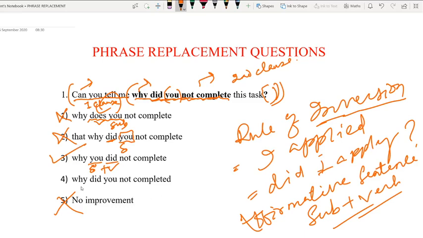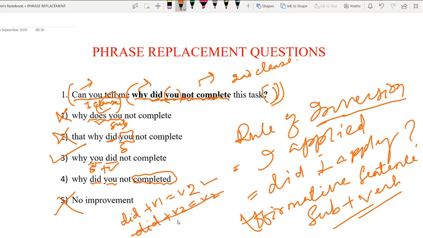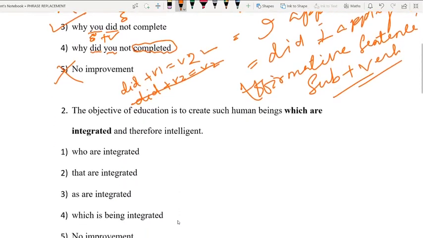And here you can see in option number 4, why did you not complete it? There are 2 errors in fact, right? Did has come before the subject. This is one area of error. The other area is completed. When you start a sentence with did, you must write its V1 form. Did plus V1 equals V2. You can't say did plus V2 equals V2. This is wrong. This is right. Clear? Hopefully it is understood. So now we are going to the next one.